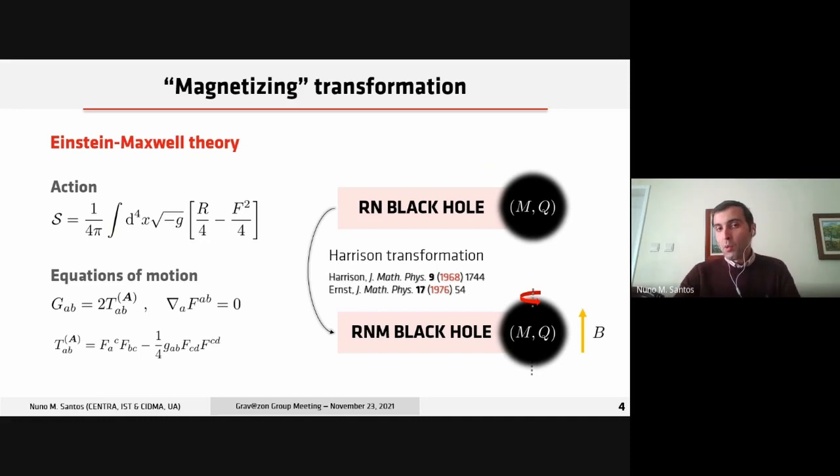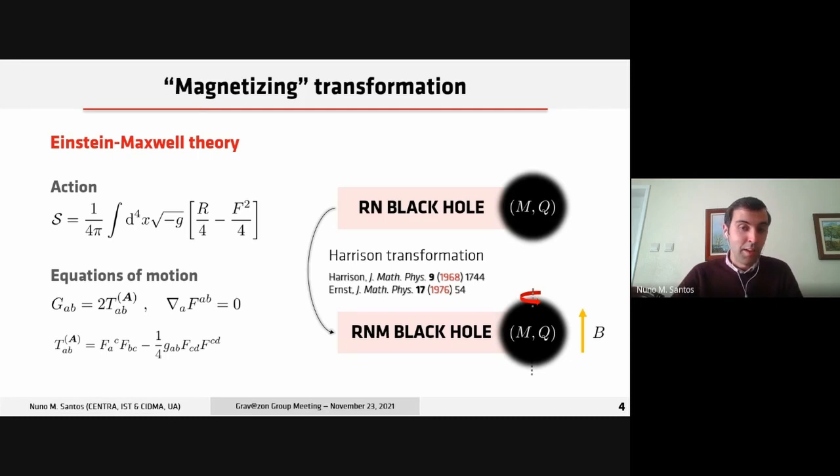An example which naturally embodies this idea is the interaction of a massless scalar field with a Reissner-Nordstrom black hole immersed in a uniform axial magnetic field. This solution is commonly known as the Reissner-Nordstrom-Melvin black hole. I wrote RNM for short in the presentation, and it's an exact solution of Einstein-Maxwell theory.